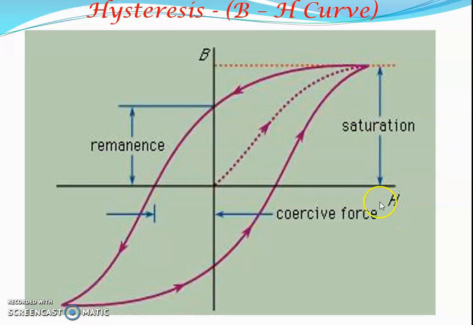Now, when we try to decrease the magnetic field, the magnetic induction also decreases, but when the magnetic field comes to zero, the magnetic induction does not come to zero. Instead, it has this much residual magnetic induction even when the field is reduced to zero. This residual magnetic induction is what is called remanence. Otherwise, it is known as retentivity.